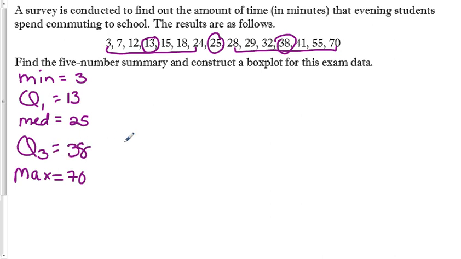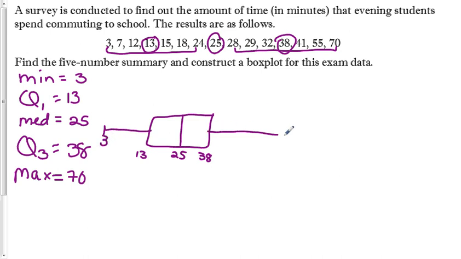The box plot for this one looks a little different than the last, but they're still box plots at the end of the day, so they're all very similar. Draw our box portion first. We have 13, 25, and 38. That stems down to 3, but then on the right-hand side goes all the way up to 70, which is a little further out there.